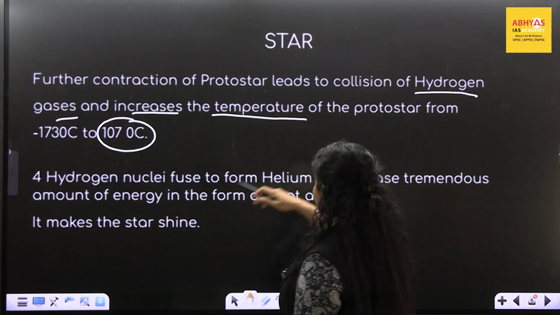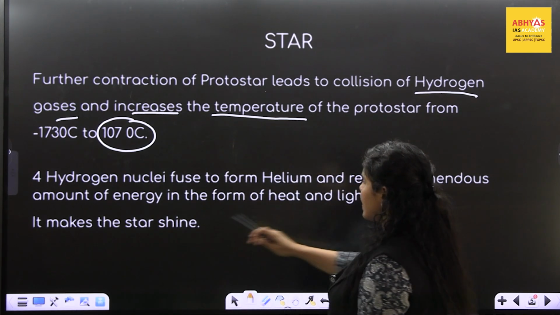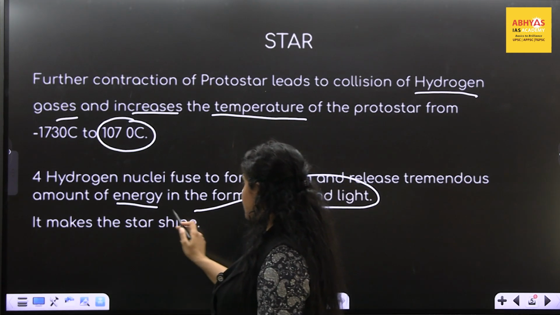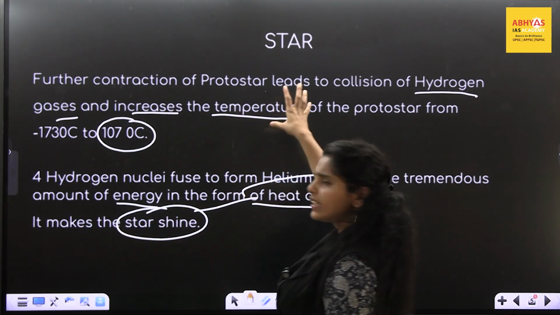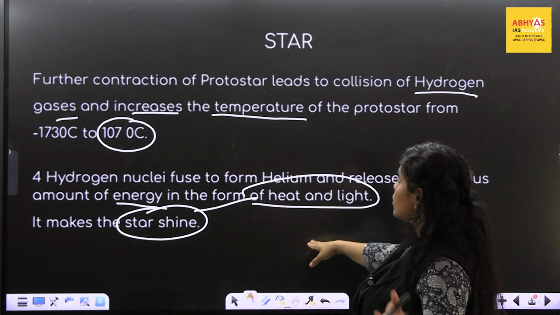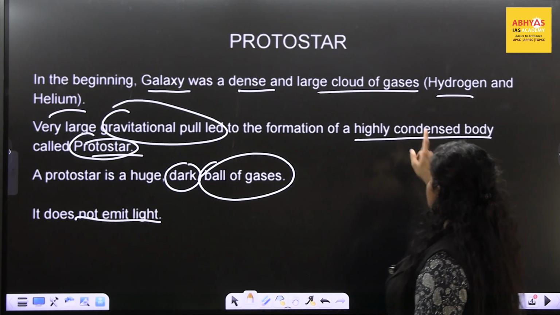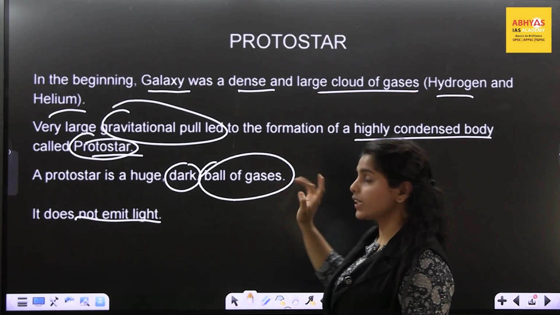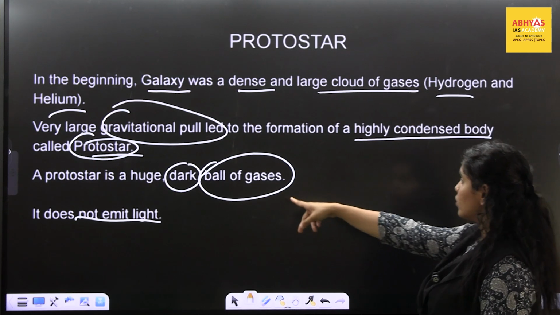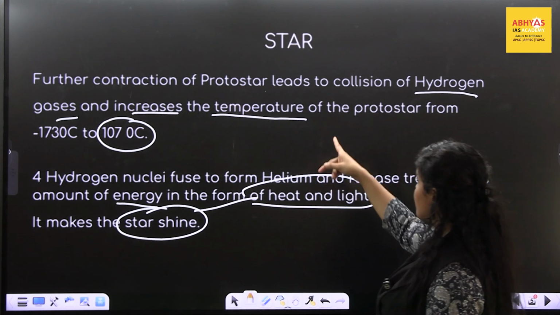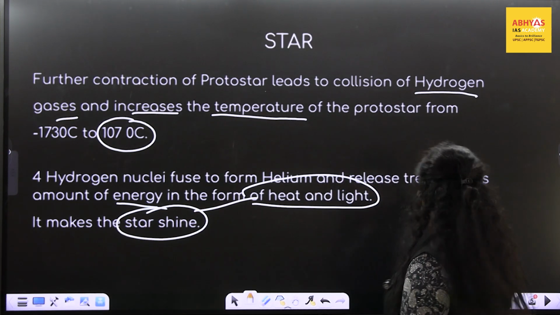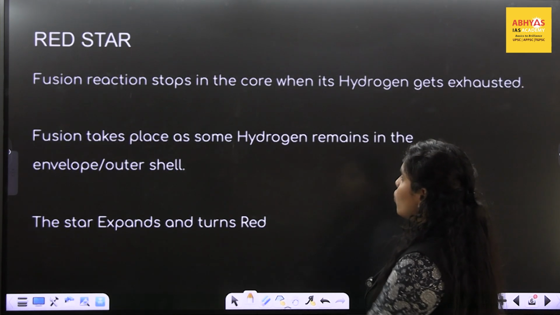Okay, so hydrogen molecules fused into helium and released a huge amount of energy in the form of heat and light, and that made stars shine. Okay, you don't have to remember all these facts. You just have to remember how the star evolved from the protostar. It is because of the increasing gravitational pull and the collisions of the hydrogen molecules, and then eventually emitted energy and temperature.